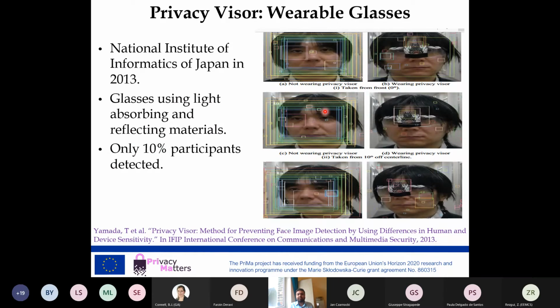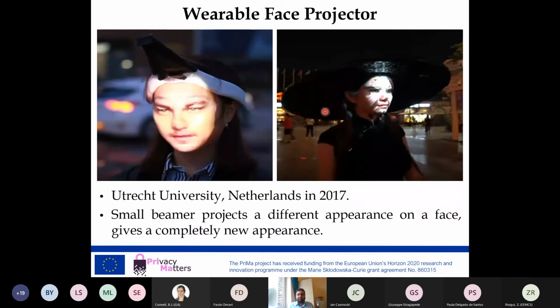Then we can see this one, which they call the privacy visor. It was developed by Japanese researchers. It is actually a pair of glasses. By wearing these glasses, which use some light-absorbing or reflecting materials, they hide themselves from a recognition camera, mostly facial recognition cameras. They have also shown more than 90% accuracy in hiding from the cameras when wearing the glasses.